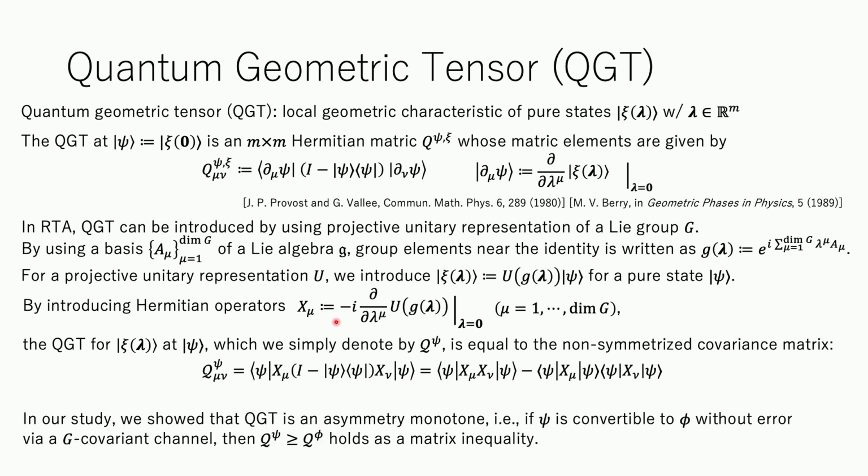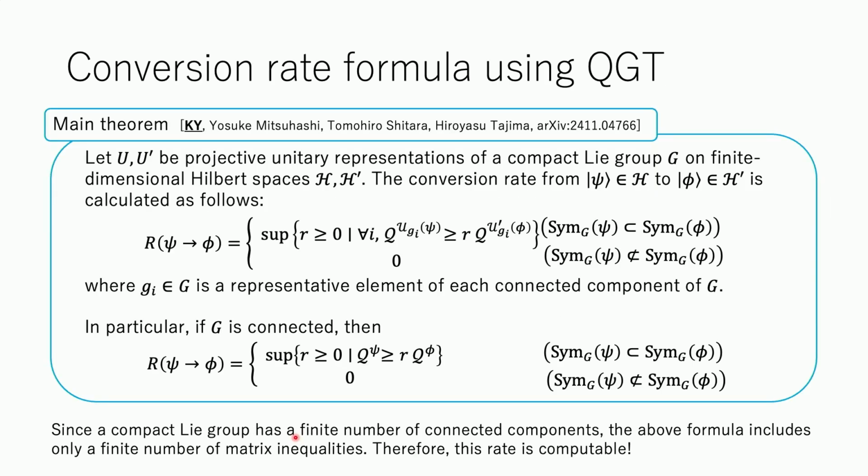In our study, we show that the quantum geometric tensor is a valid asymmetry monotone, in the sense that if psi is convertible to phi without error by using a G covariant channel, then this inequality holds as a matrix inequality. So by using these notations, we can now state our main theorem. When we consider asymptotic conversion from a pure state psi to another pure state phi, our theorem states that the conversion rate is given by this equation.